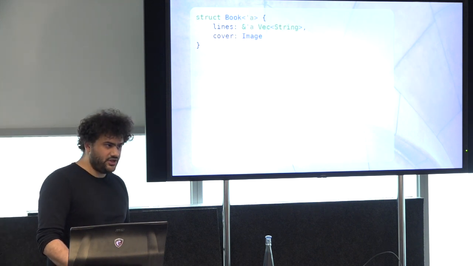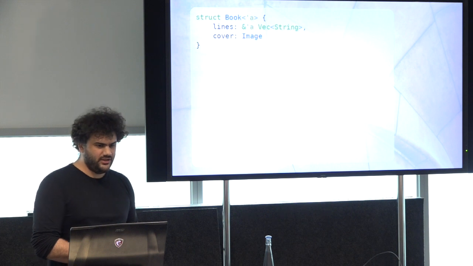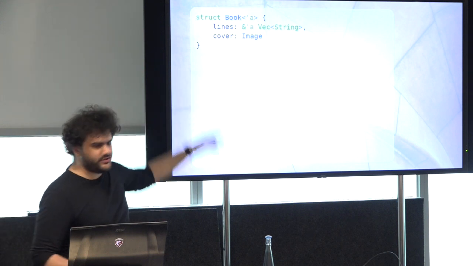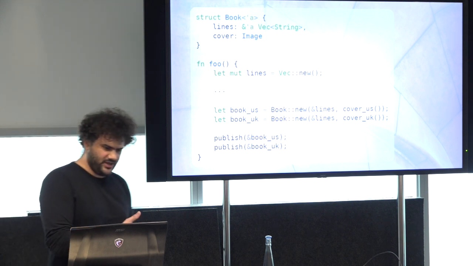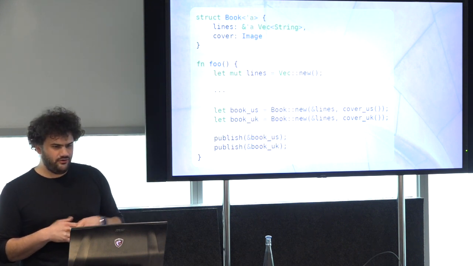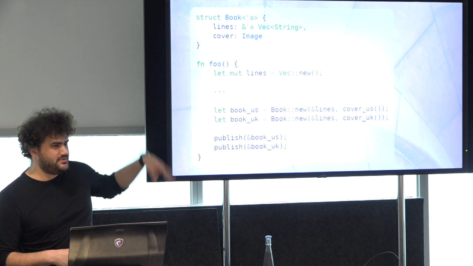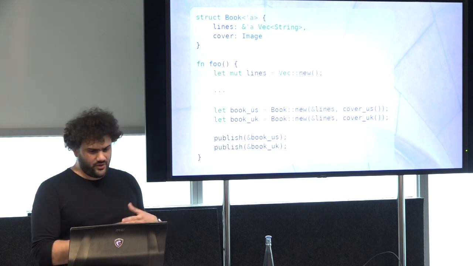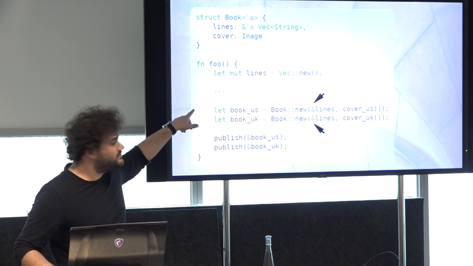We can also use these lifetime annotations to hold data, right? We can create structs, and those structs can have references to external data. And you annotate it like this, right? Same kind of logic. So let's see an example where this might be useful. Let's say we have a book that we want to publish in two versions, one for the UK, one for the US. The lines of the book are all the same language, but we want to have different covers because of reasons. So we create two books, and we can just pass a reference to the lines.